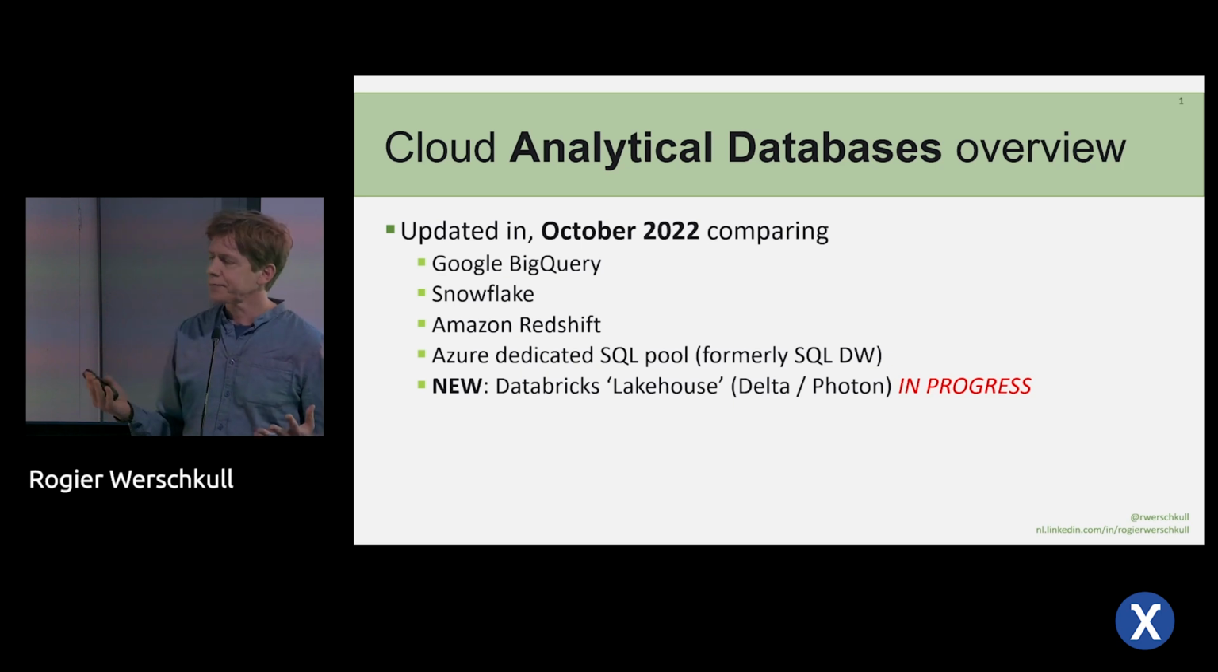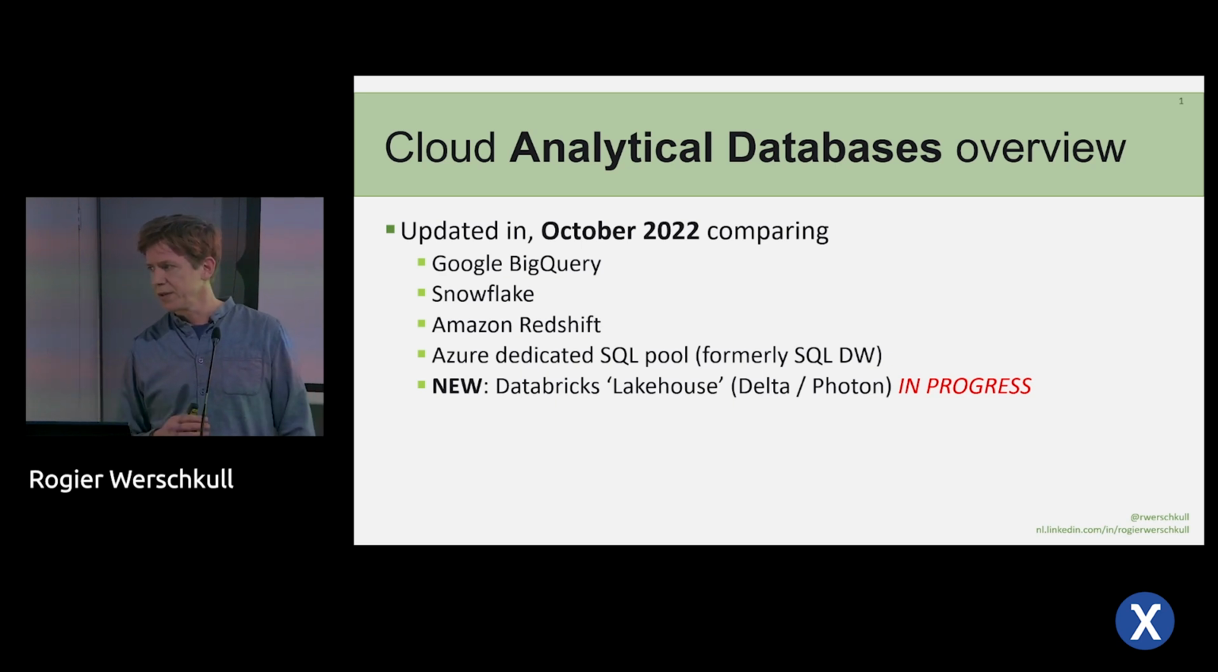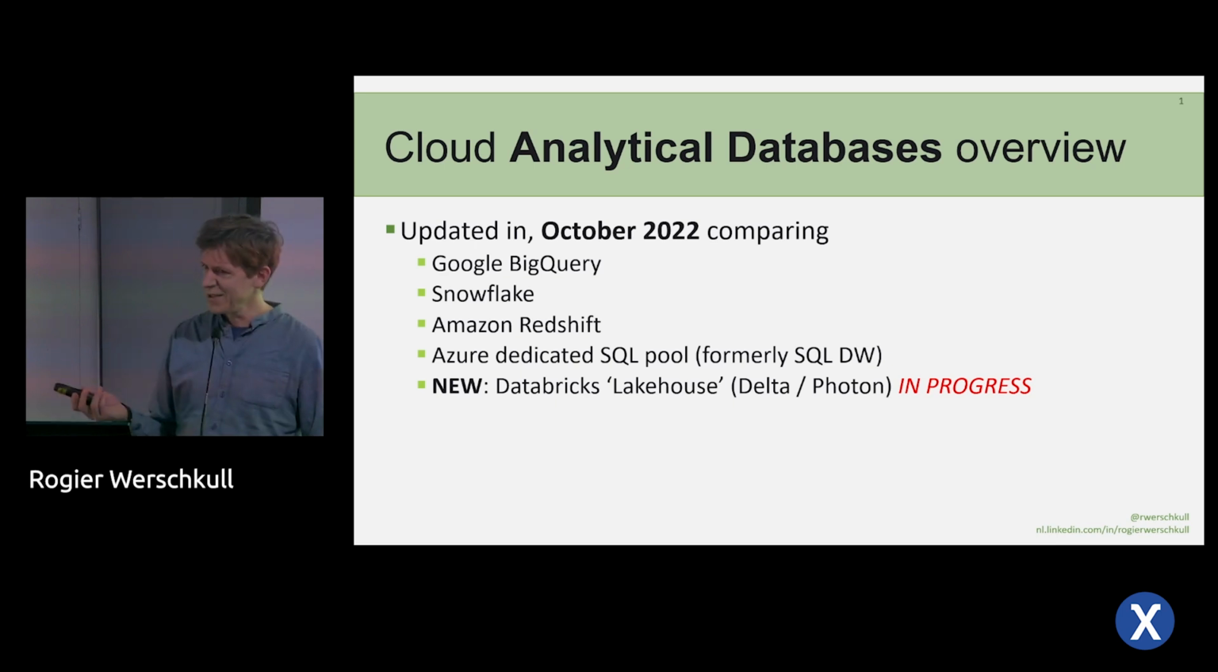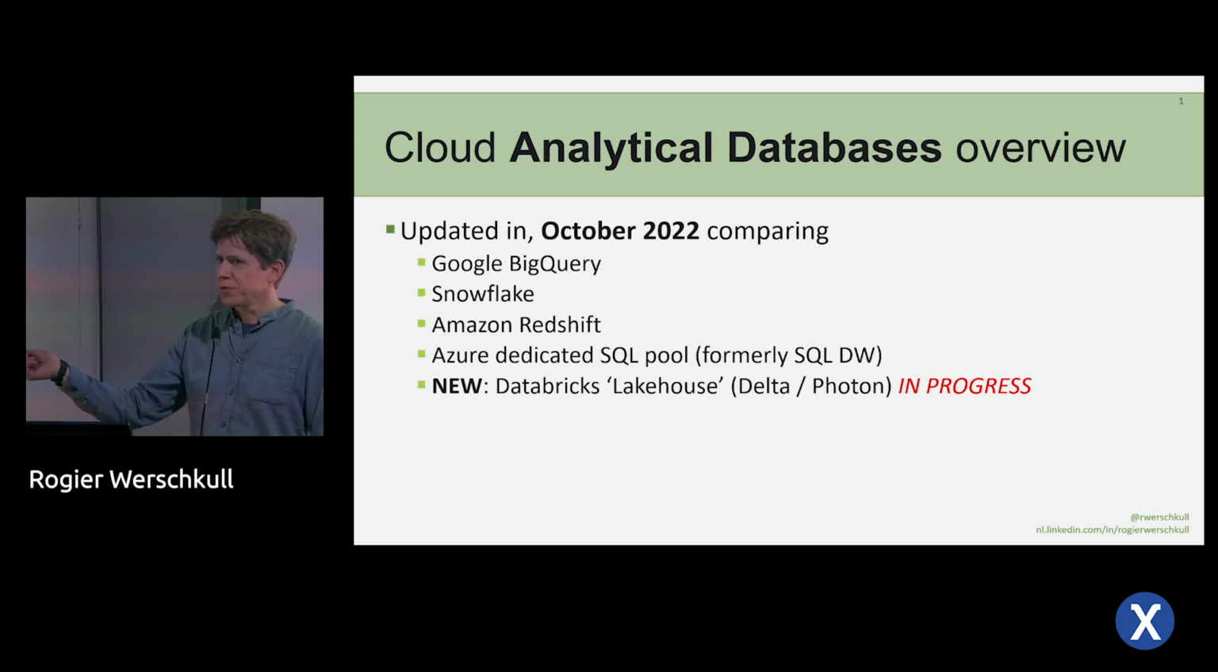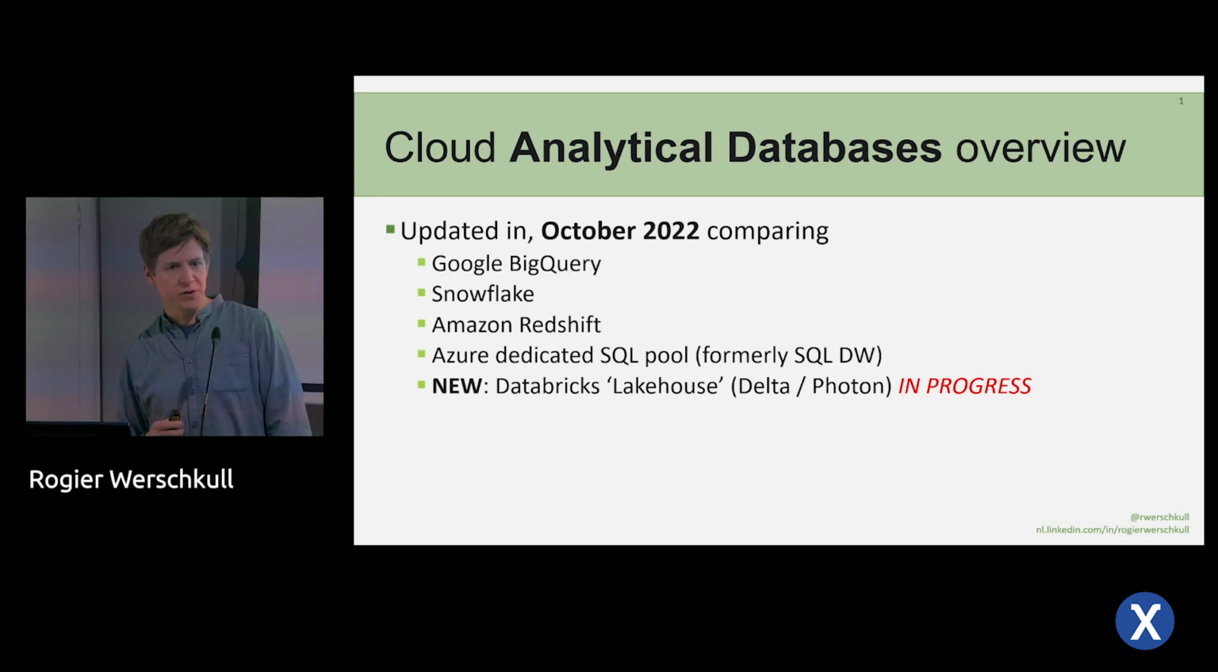So the main topic of this talk is actually comparing these systems from Google BigQuery, Snowflake, Redshift, and Azure. And then we'll talk a little bit later about why I made my own comparison. And as this is a sort of living document, a work in progress, I started due to high demand and folks starting to use Databricks, Delta, Photon, whatever they want to call it today, also for the data warehouses. So that's still in progress. It's not finished.